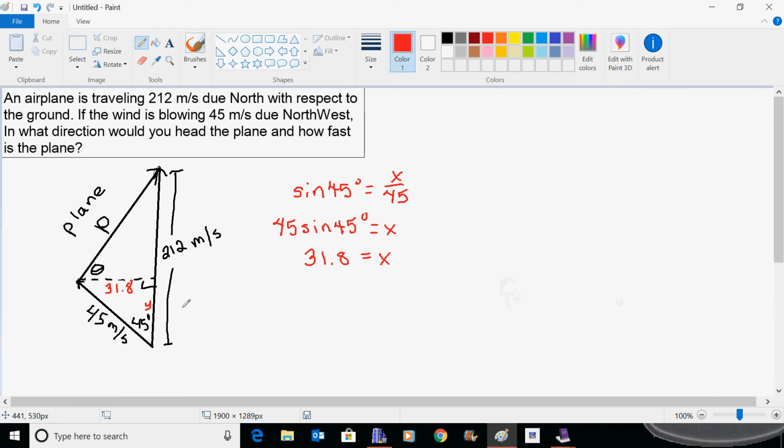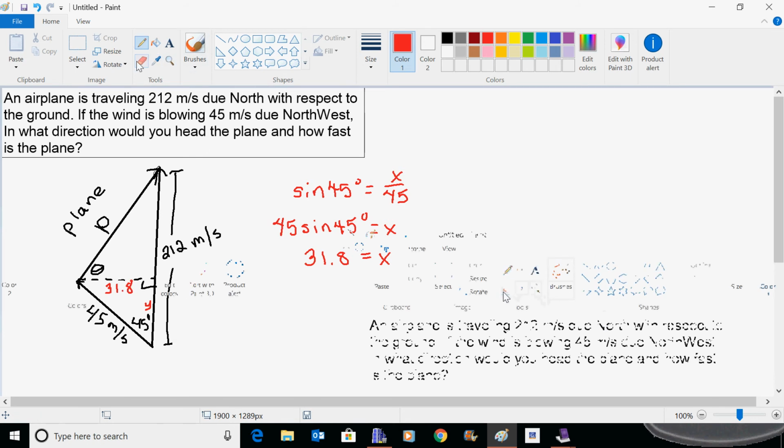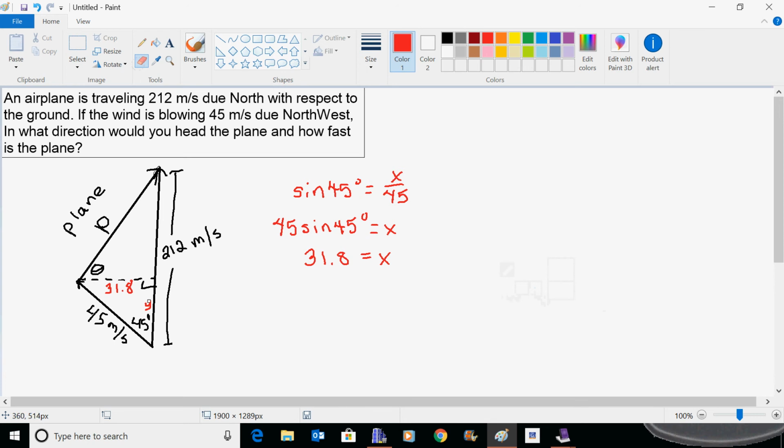How do we find y? We can do tan, but there's an easier way for y in this case. Because it's 45, if it's 45, how many is this? Good. It's the same thing. So this one's 31.8. Keep in mind that you might need to use cosine if it's not 45, but this one is 31.8 also. Because 45, 45, 90, and the two sides opposite the 45s have to be the same.